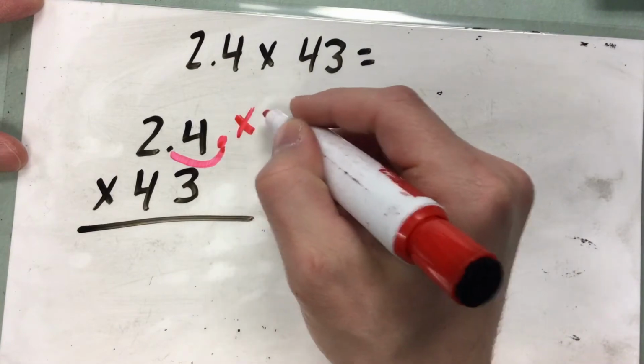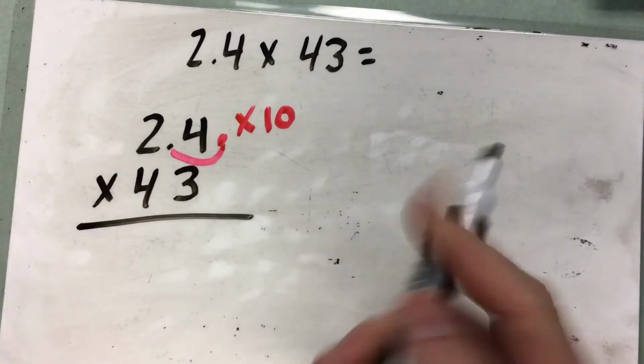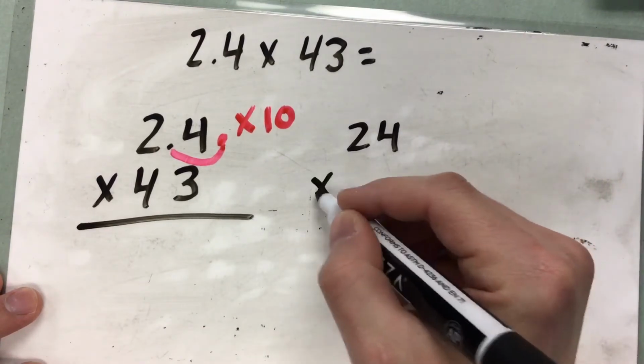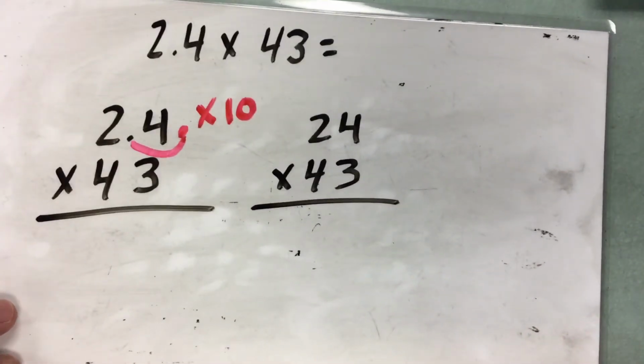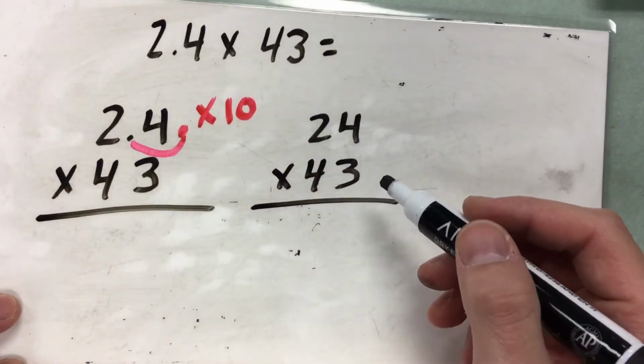So if I multiply this number by 10, it changes this problem to a whole number problem, which would be 24 times 43. Now, let's work this problem out and then see what we need to do to get this decimal back.